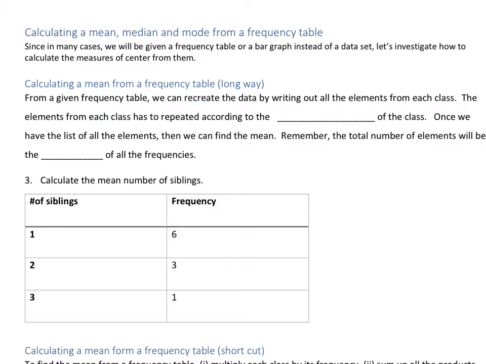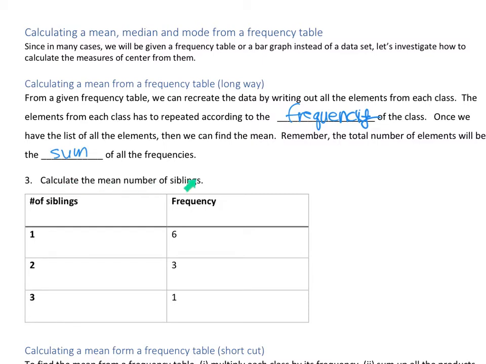Last section, we talked about how to create a frequency table from the data set. So hopefully now, if I see a frequency table, I can go back and say the data must be this. The elements from each class have to be repeated according to the frequency of each class. Once we list all the elements, then we can find the mean. Once I have the data, I know how to find the mean: just add them all up and divide by the total number. Remember, the total number of elements will be the sum of all the frequencies.